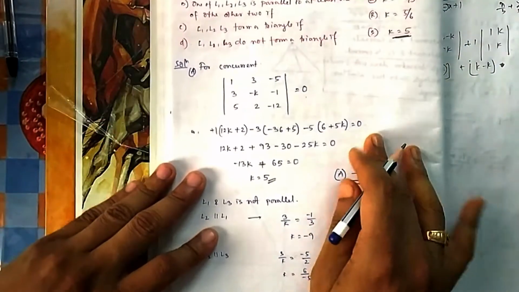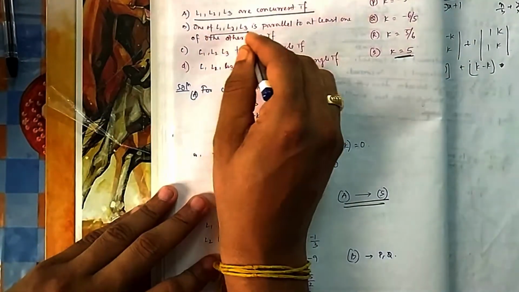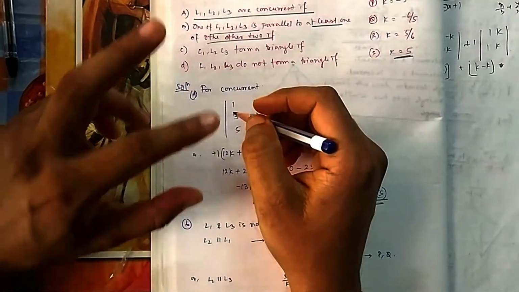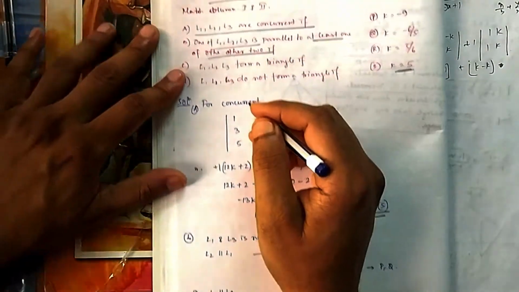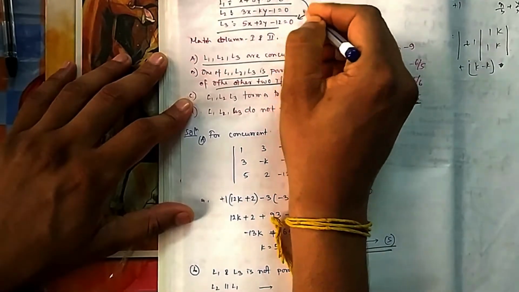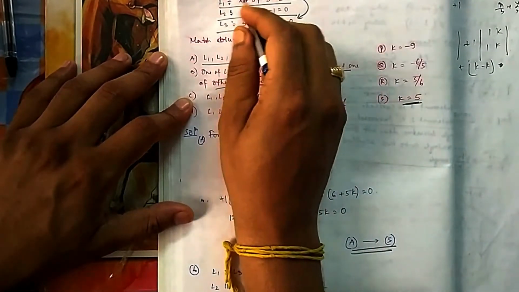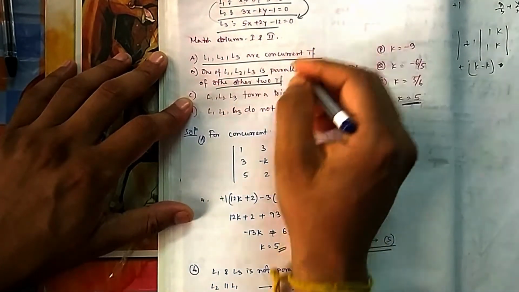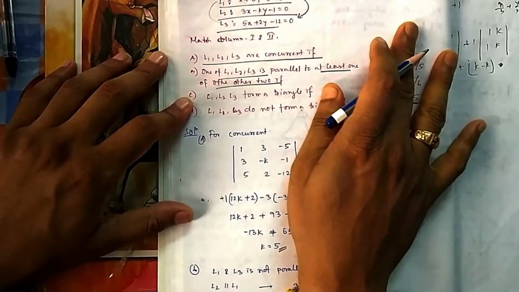Second one: one of L1, L2, L3 is parallel to at least one of the other two. There should be parallel lines, either 2 parallel or 3 parallel. Now if you see carefully, can 1 and 3 be parallel? No, because if they have to be parallel, then the coefficients of x and y have to be the same. So L1 is not parallel to L3, that is sure. So 3 cannot be parallel.